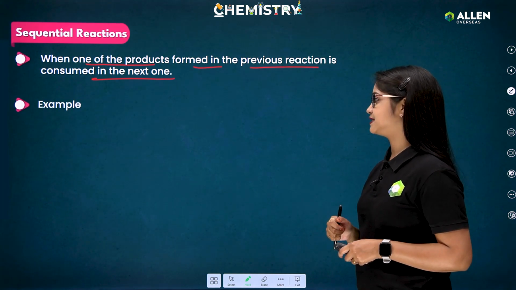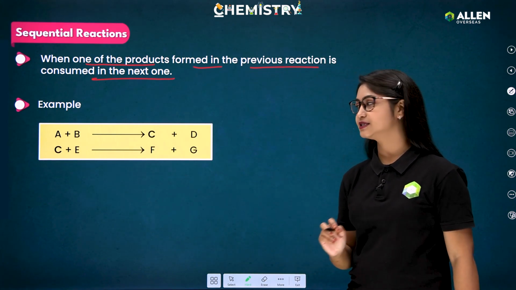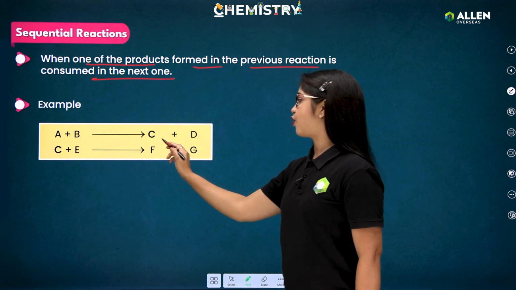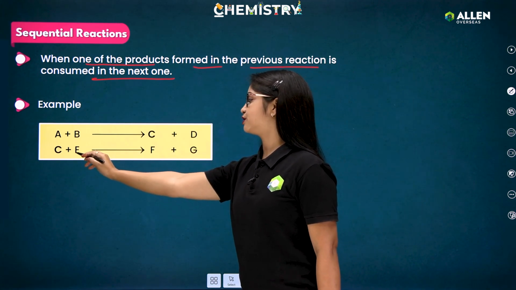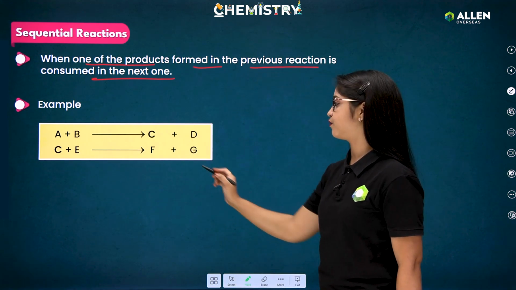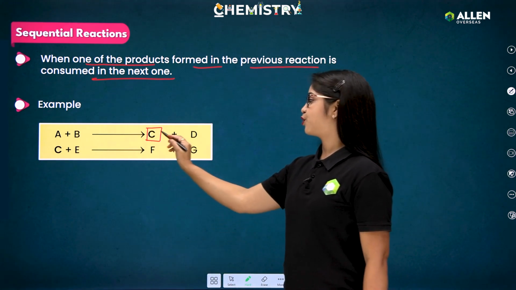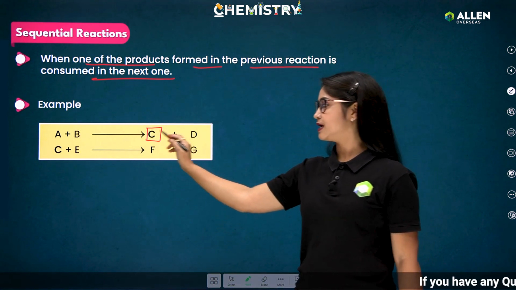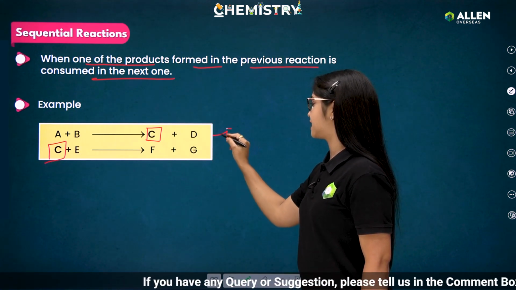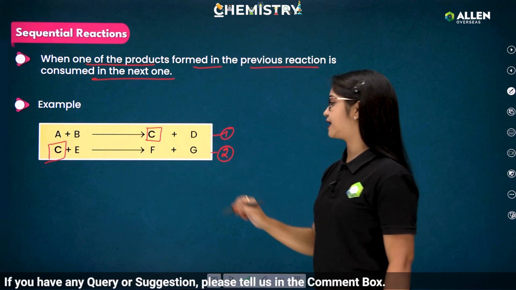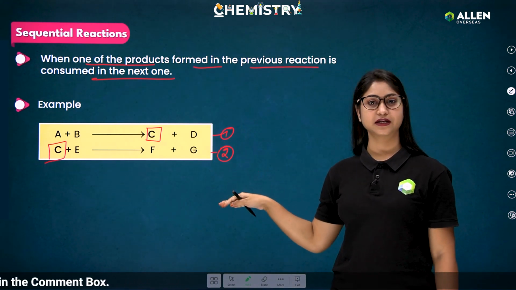For example, if we see this reaction, here we have A and B as the reactants which are reacting to form the products C and D. Now you can see this is the second reaction here. C is reacting with E and forming F and G. So here you can see that the product C of the first reaction is the reactant of the second reaction. This is the first reaction, this is the second reaction. So these two are sequential reactions taking place in a sequence.